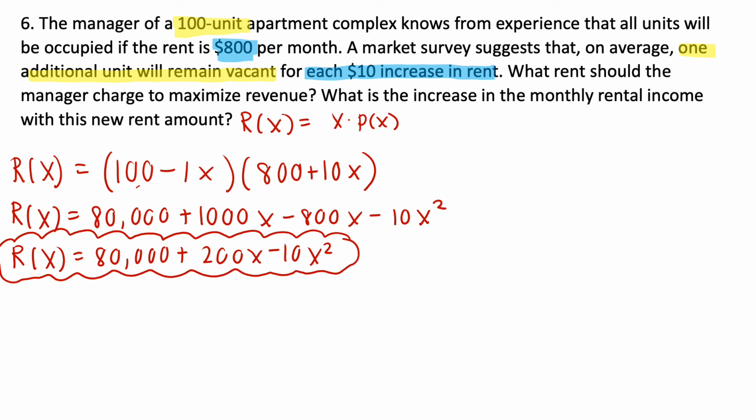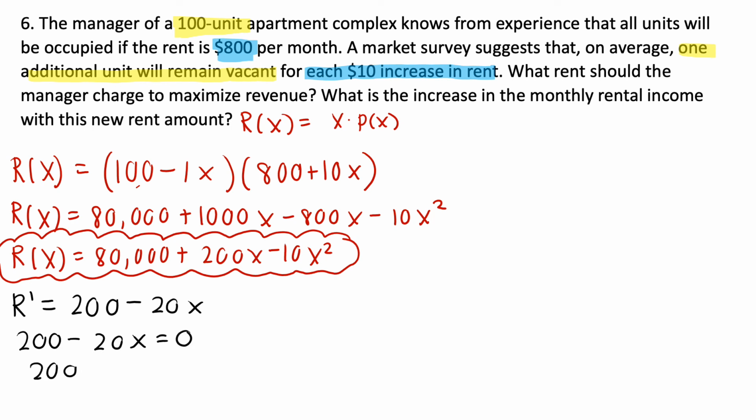Now let's find our extrema. So let's take our derivative, R prime. 80,000 is a constant, so our derivative becomes 200 minus 20x. Setting that equal to 0, we get 200 equals 20x, so x equals 10. So if x is 10, then we're going to maximize our revenue.